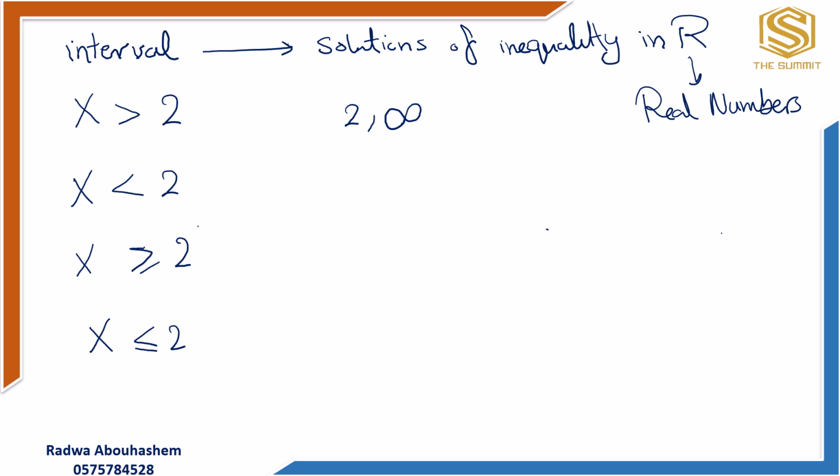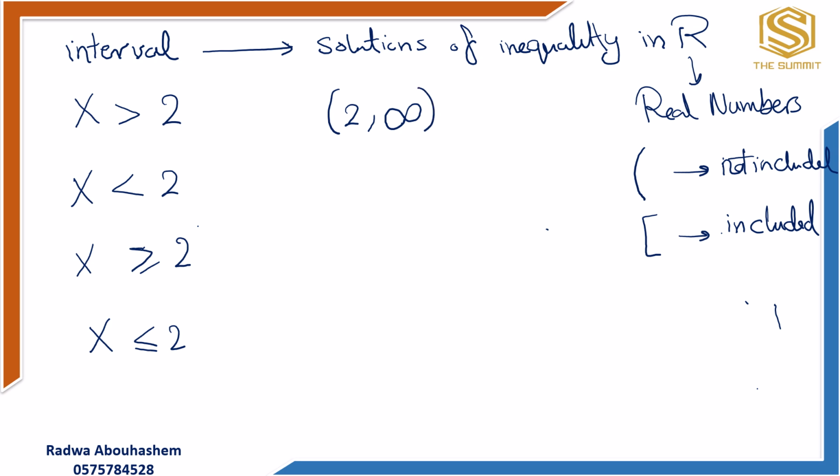So how could I represent this? In an interval, we call this an open bracket, which means it's not included. And this would be a closed bracket, which means it's included. So here, it's open. And all the time, infinity would be an open bracket. You could find the open bracket on a graph as an open circle, and the closed would be a closed circle.